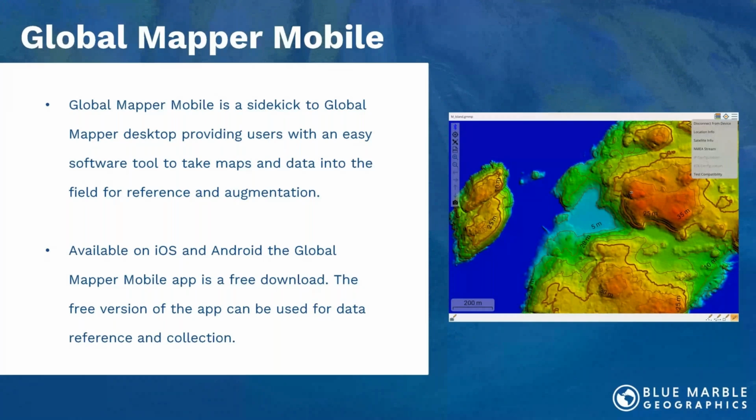Essentially, Global Mapper Mobile is an additional tool that is meant to be used along with the desktop application, and this allows you to take your Global Mapper data into the field for reference and also editing. You can also create new data within the field and then share it back to your Global Mapper desktop instance. It's available on the iOS as well as the Android store, so you can run it on any mobile or tablet device that is within one of those supported operating systems. And it comes in a free and a paid version.